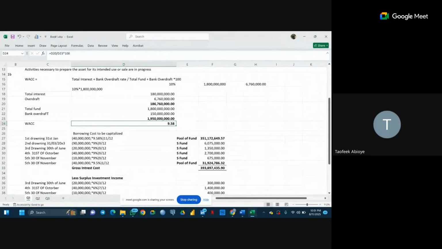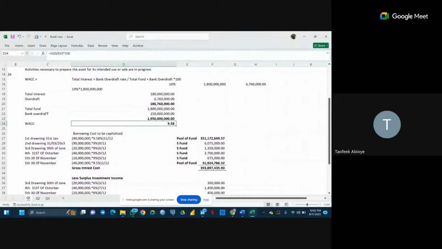we need to get our WACC, which is what we did here. Our WACC will now be the addition of all these interest divided by the addition of all the total fund, which is what gives us this 9.58. What does this mean? It means that for every fund that we take out from that pool of funds, we are going to use this 9.58 as the interest rate on it.